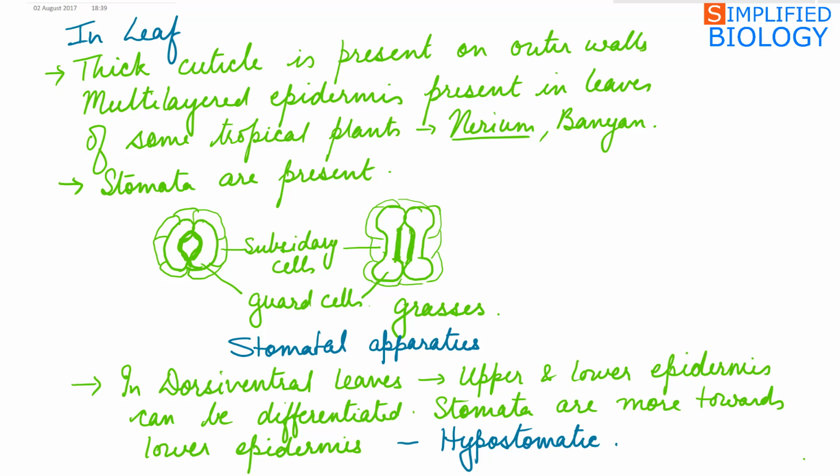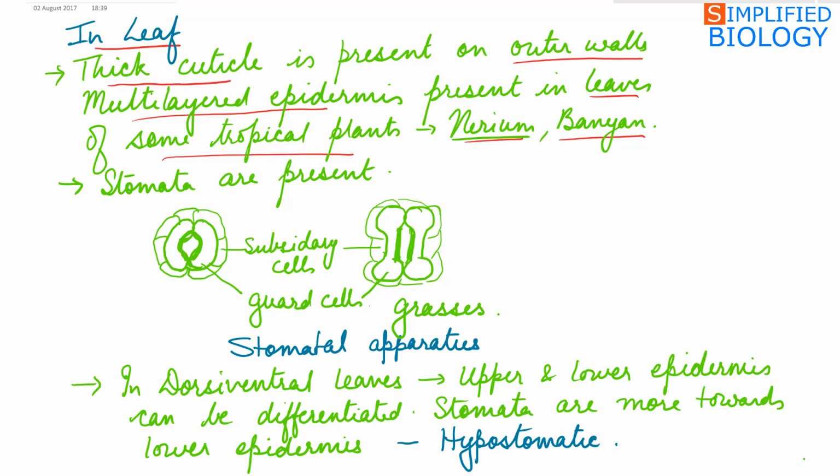In leaf too, the epidermal cells are made up of single-layered parenchyma cells. Now present in the leaf is a thick cuticle on the outer walls of the epidermal cells. They prevent loss of water due to transpiration. Multi-layered epidermis can be seen in leaves of some tropical plants like Nerium and Banyan.